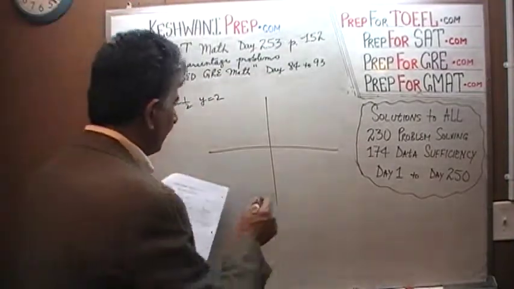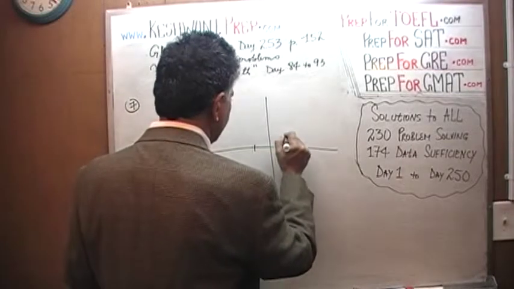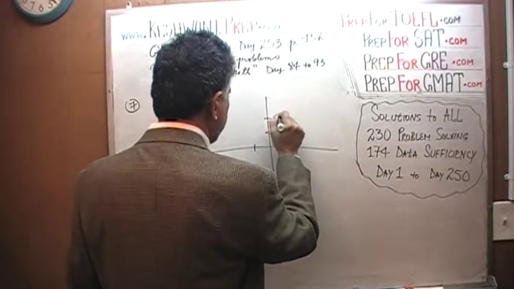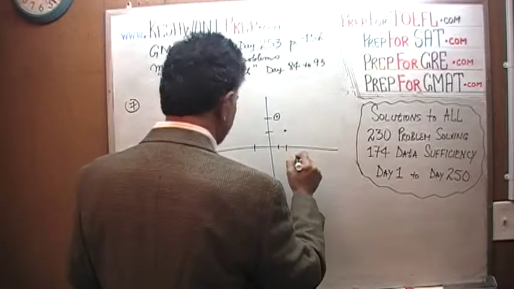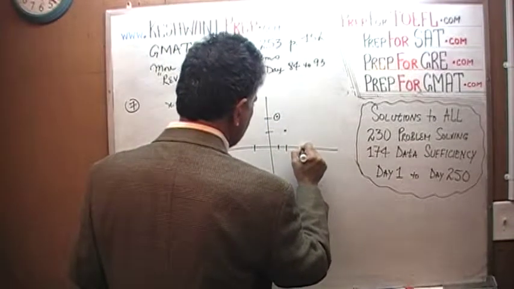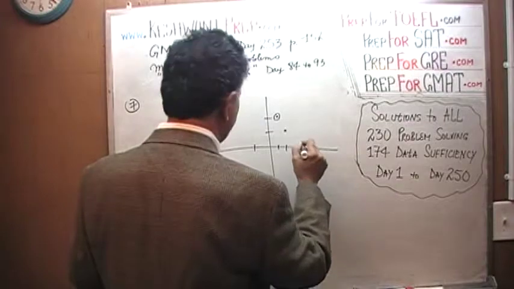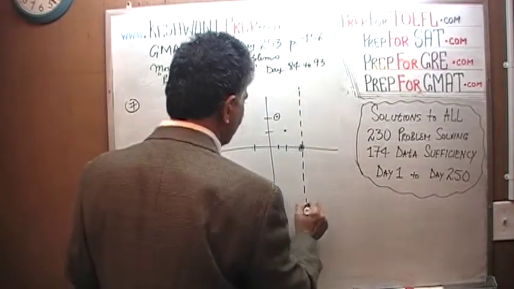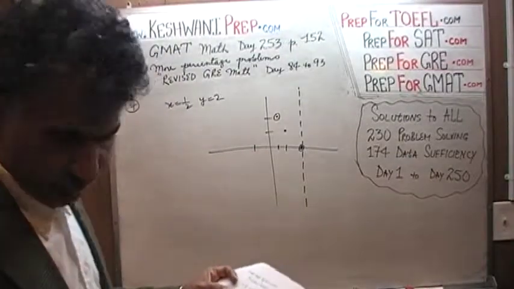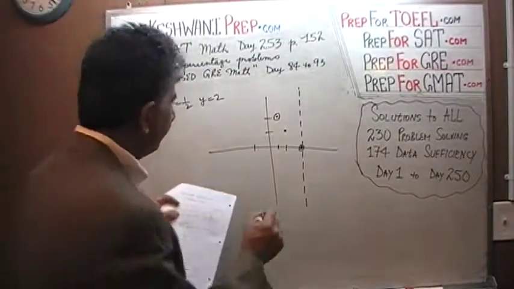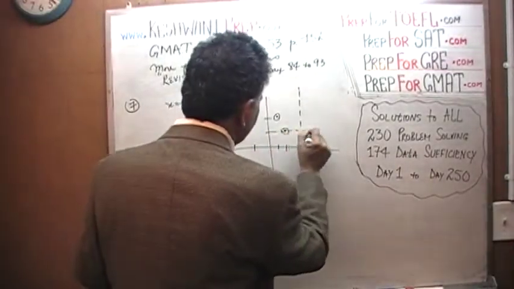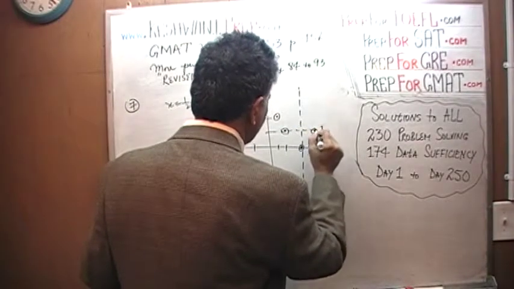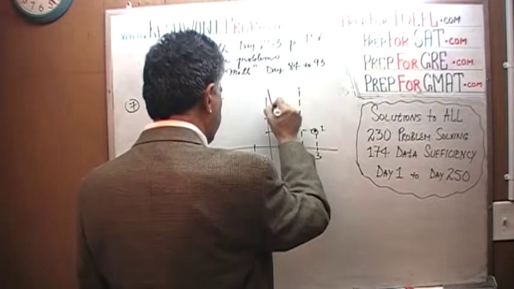When x is 1, y is 1. When x is half, y is 2. When x is 2, y is 0. This is what is known as the line of symmetry. And as we can see there, it's a very silly question actually. When x is 3, y is 1. This is our parabola.